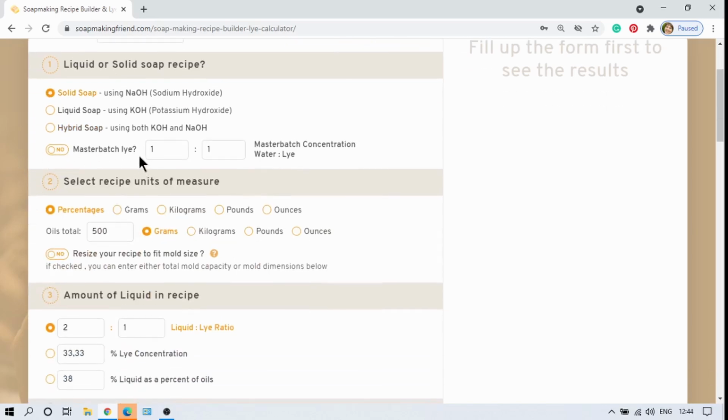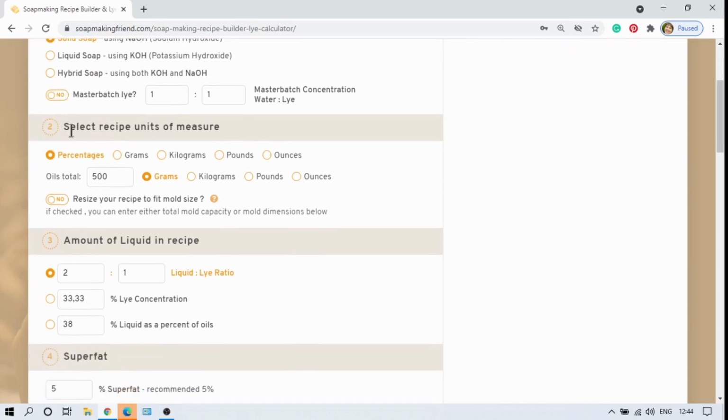I'm not going to go into the master batching at this moment, because master batching is for a little bit more advanced. It's not really a beginner thing. So we're just going to skip the master batch for now. But if you are at the stage that you want to use master batching, there's an option that you can use there. The recipe units of measure, depending if you are imperial or metric, you can choose either one of them. Percentages is what I usually work in.